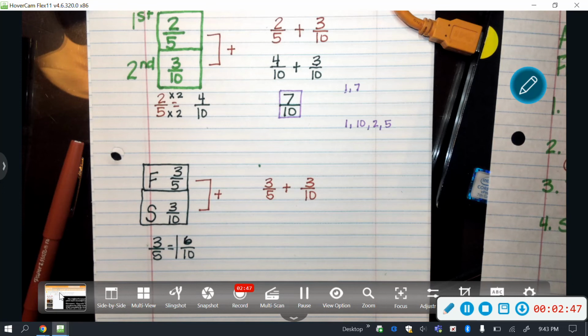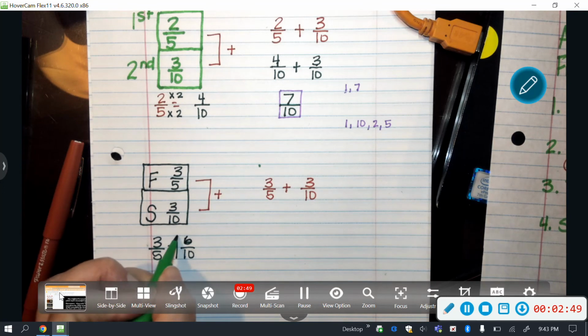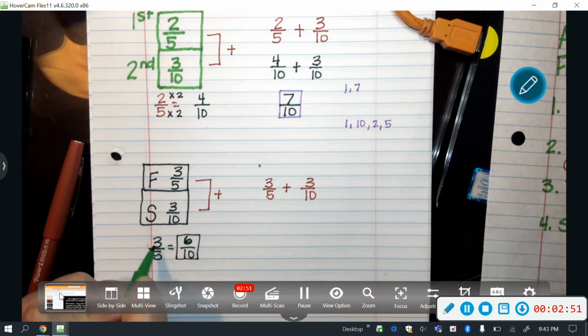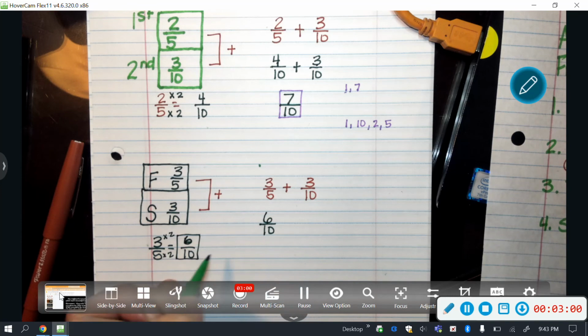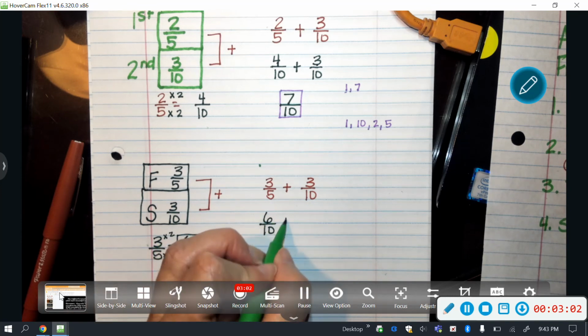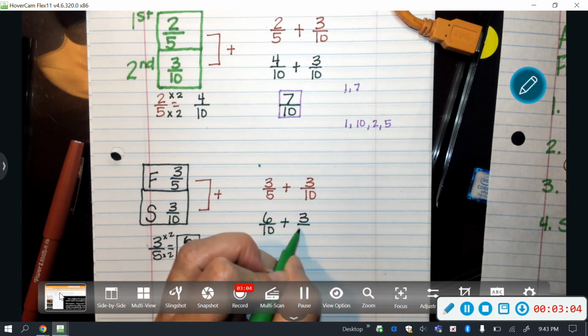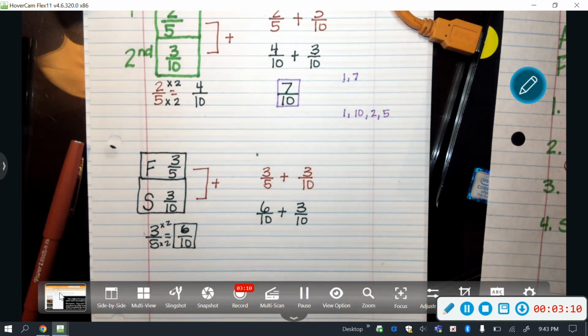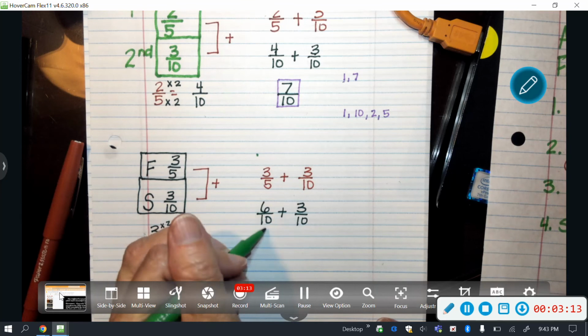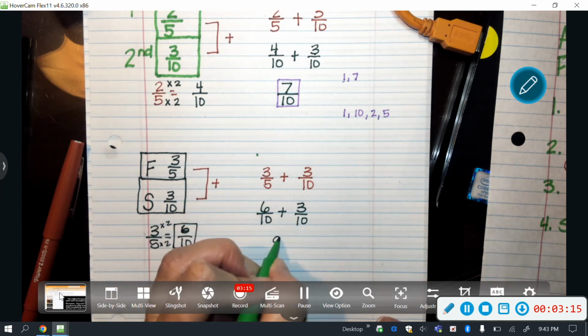Alright. So an equivalent fraction for 3/5 is doubling 3 to 6 and doubling 5 to 10. And my new fraction name would be 6/10. We're going to slide our 3/10 down. And now that we've rewritten our new fraction amounts, we're going to put these fractions together. 6/10 plus 3/10 is 9/10.